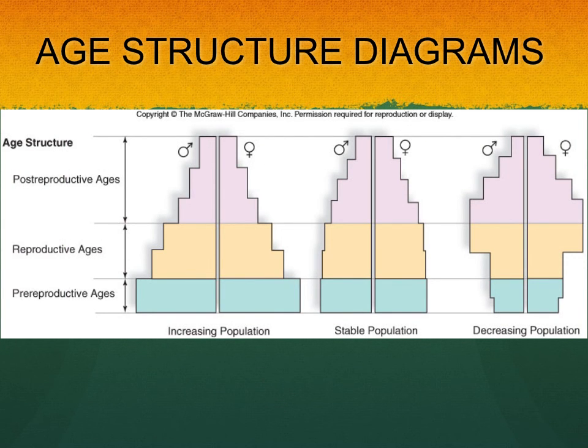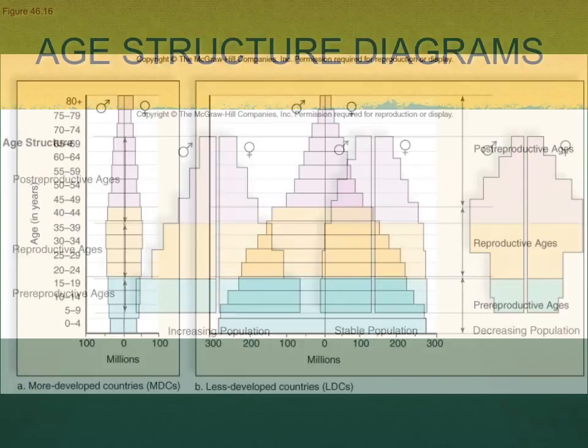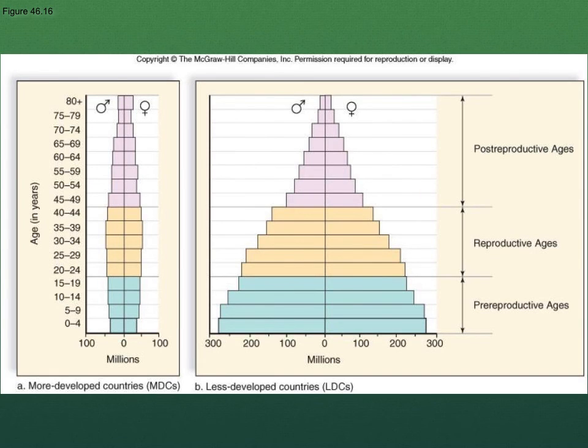If you have a population that's increasing, it would make sense that you would have a lot more individuals in the pre-reproductive and reproductive ages than in post-reproductive. Stable population tends to have the same number of individuals in each. If the population size is decreasing, then the pre-reproductive and reproductive age groups would be smaller than the post-reproductive age groups. You can look at these in regards to the type of country that they're from.